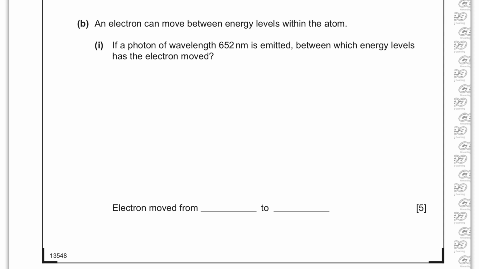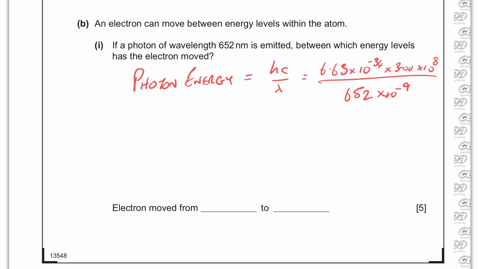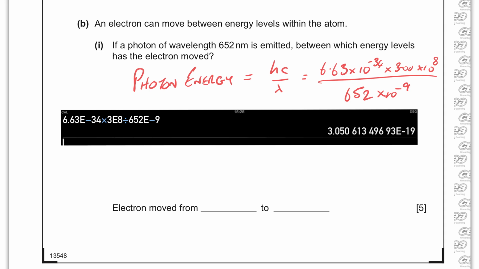Okay, so figure out the energy here. We need to do E equals hc over lambda, and so we can just sub into that. h, the Planck constant, and c, the speed of light, will come from your formula sheet, and lambda is the value they've just given us. So we've got our Planck's constant, our speed of light, and our 652 nanometers. And we fill that in to your calculator now. And I get 3.05 times 10 to the minus 19 joules.